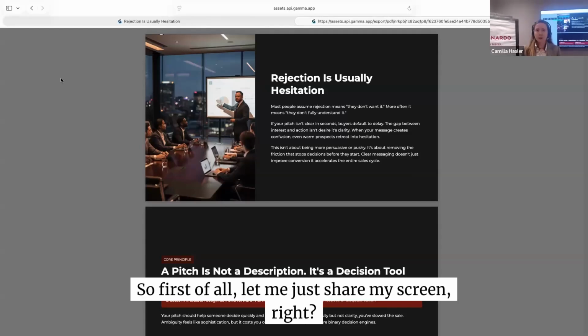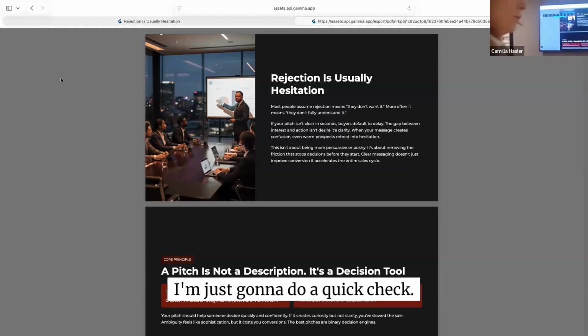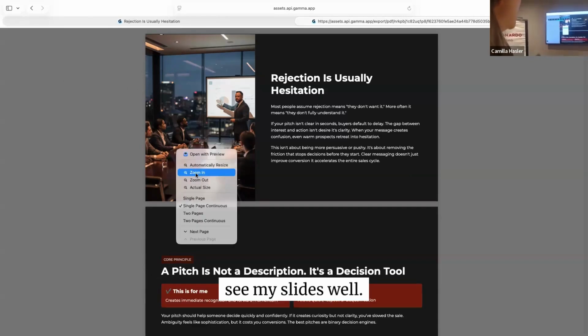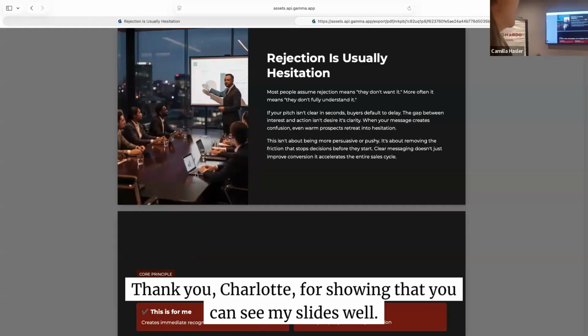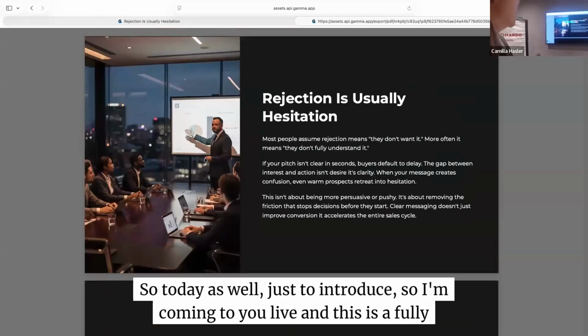So first of all, let me just share my screen, right? Let me just make sure everyone can see my screen and the slides well. I'm just going to do a quick check. If I can get a thumbs up, a reaction from you, just to confirm you can see my slides well. Please feel free. Yes. Thank you, Charlotte, for showing that you can see my slides well. Perfect, perfect.